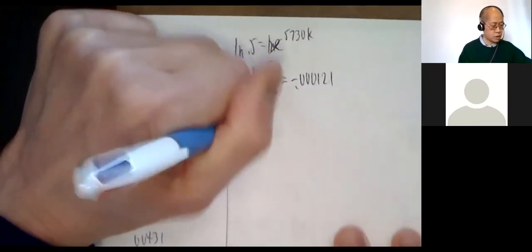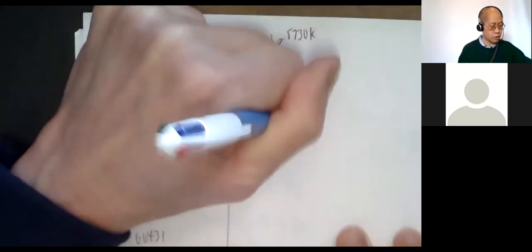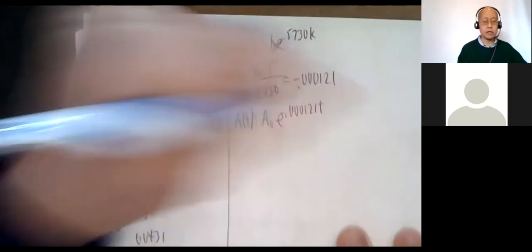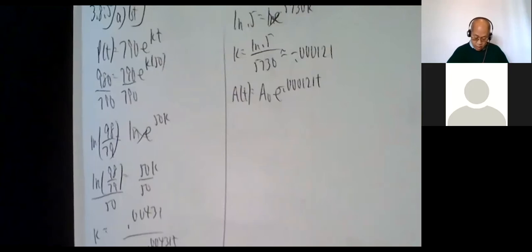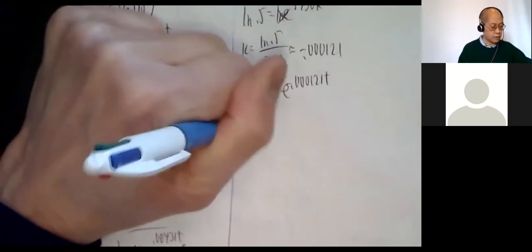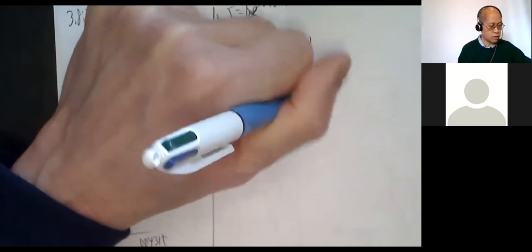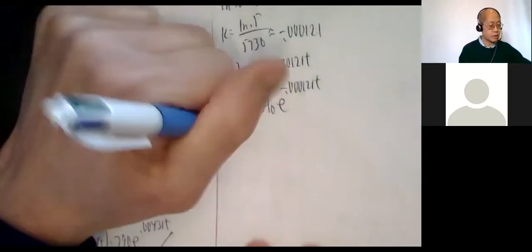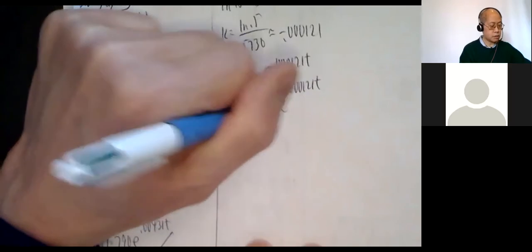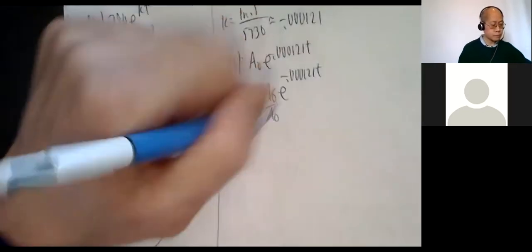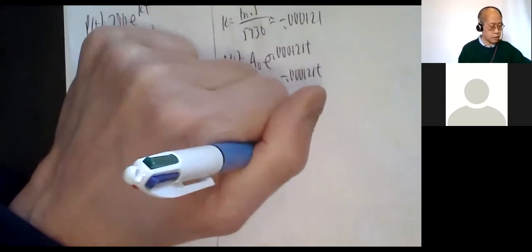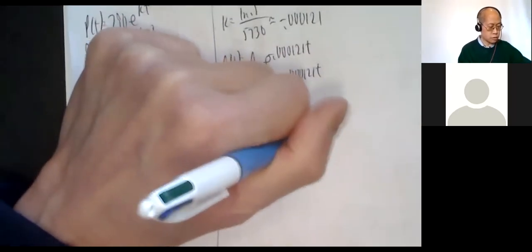Okay, so A of t is A0 e to the negative 0.000121t. Now it says we have 74% of the original, so 0.74 A0 is equal to A0 e to the negative 0.000121t. Basically doing the same stuff. Divide by A0, gone. 0.74 equals e to the negative 0.000121t.